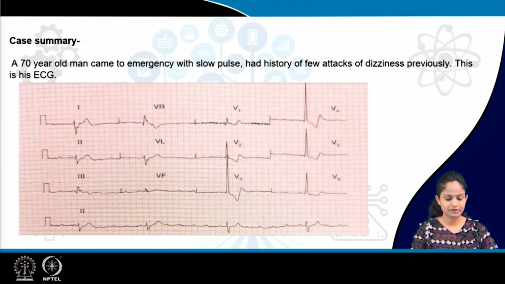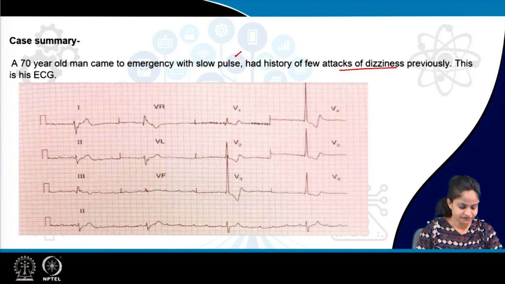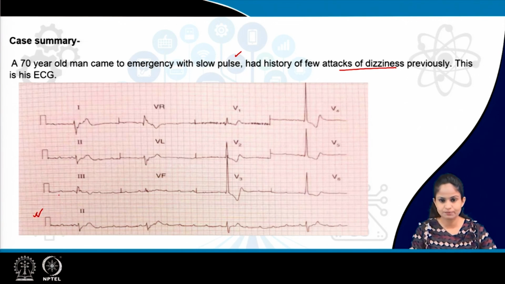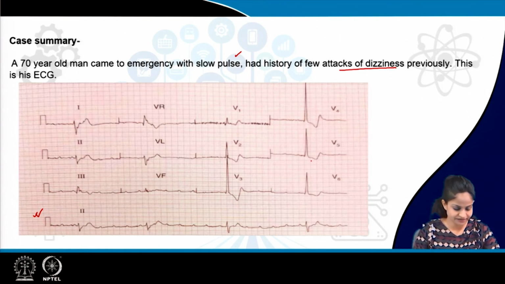This is the case summary. A 70-year-old man came to emergency with slow pulse. Generally all arrhythmia patients will come with palpitations or slow pulse, syncope, hypotension, attacks of dizziness, etc. So this is his ECG. What can we see over here? If we look at the rhythm strip, we can analyze. This is a rhythm strip of complete heart block or AV dissociation.